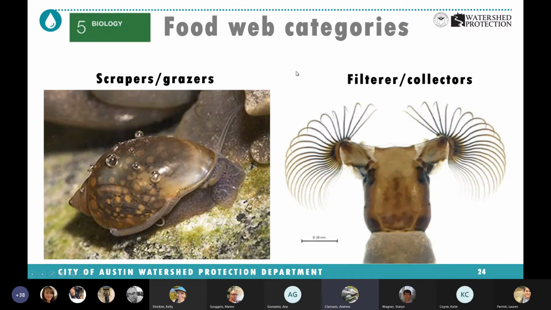Two more categories in the functional group are the scraper grazers. These are things like snails that slowly glide along substrates and lick off things like diatoms and periphyton and algae and other organic matter. This one I always like to liken to a giant Zamboni, like a cow Zamboni. The snails are cow Zambonis.